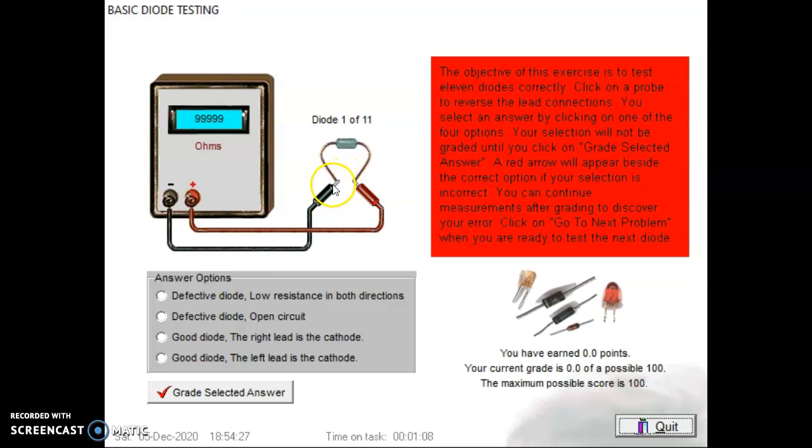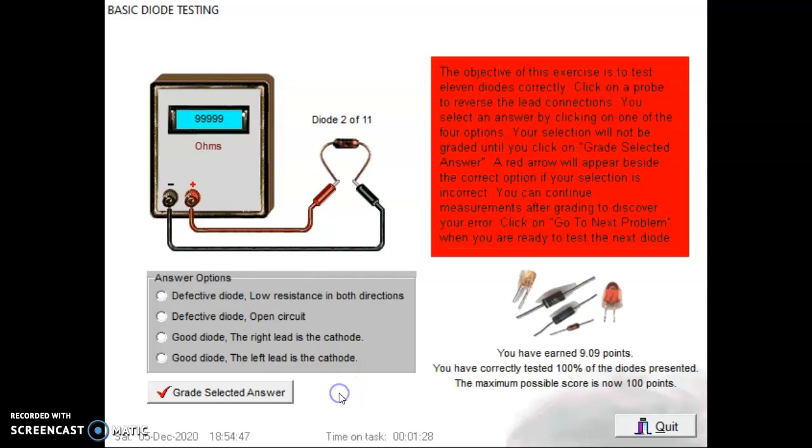So we switch the probes there. We switch the probes and you see that there was no change in the reading, which means we have an open diode here. We have an infinite resistance. So this is a bad diode. Okay, so we'll go ahead and check that here and grade that.